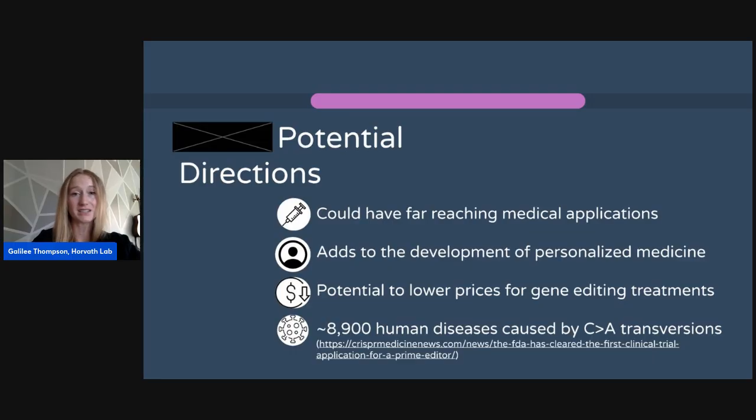Like I said, it's an enzyme already found naturally in the human body. This creates a door for the development of more personalized medicine. And we've shown that it could potentially lower the prices for current gene editing treatments. And, as I mentioned before again, there's that 8,900 human diseases that are caused by these C to A transversions that our construct would help to address.